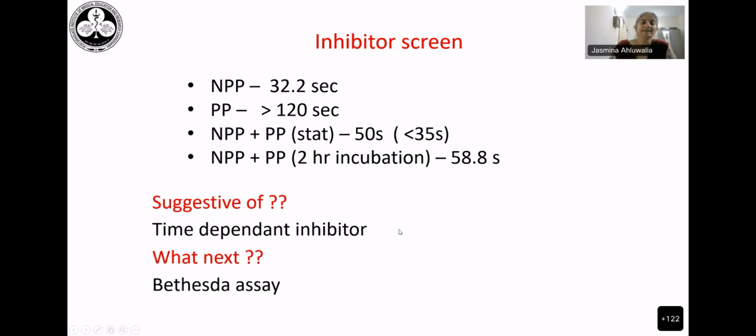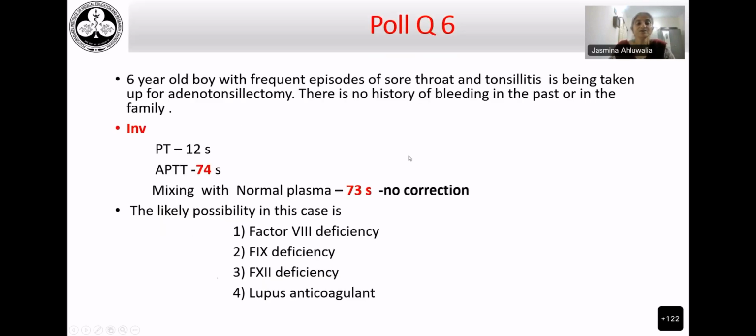So what should we do next? We assay the inhibitor by a Bethesda assay. So that gets me to my 6th poll question. A 6-year-old boy with frequent episodes of sore throat and tonsillitis is being taken up for adenotonsillectomy. There's no history of bleeding in the past or in the family, and the surgeon wants us to screen for a bleeding disorder. So he sends a citrate sample, and what we see is that the APTT is prolonged. When we do a mixing study, we find that there is no correction. So what could be the likely possibility in this patient?